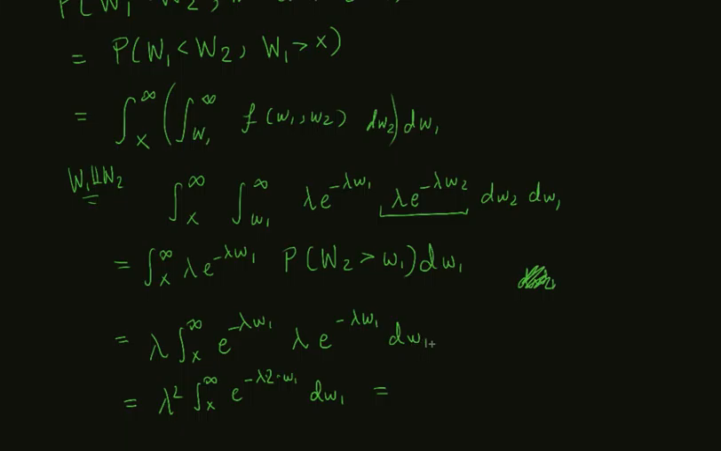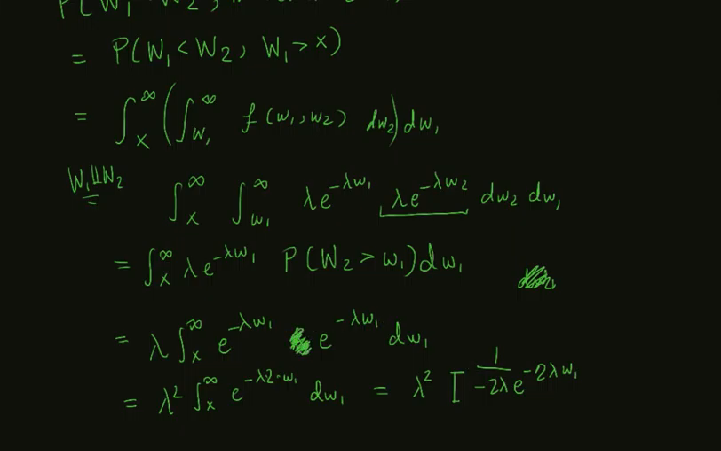And this is quite comfortable to calculate because this is just lambda squared, and then I have the integral, so let's just see. The antiderivative here is minus 2 lambda e to the minus 2 lambda w1, and then I guess I have some kind of 1 over here. So is this all working out as it should? No, it isn't. And the reason is that I have an extra lambda here.